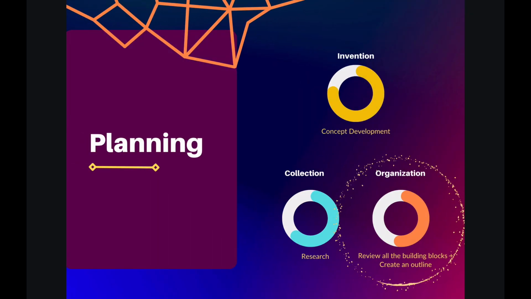In the organization phase, you combine the work you completed in the previous two phases by reviewing all your notes and creating a map toward your goal. These maps are often called outlines because they lay out the basic structure of what you're aiming to complete.